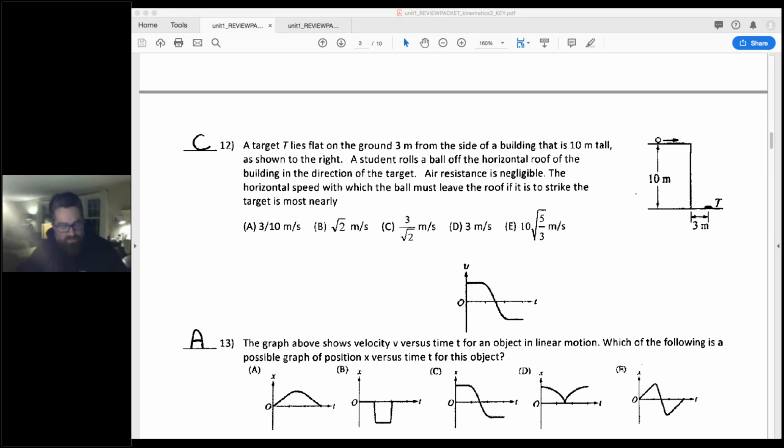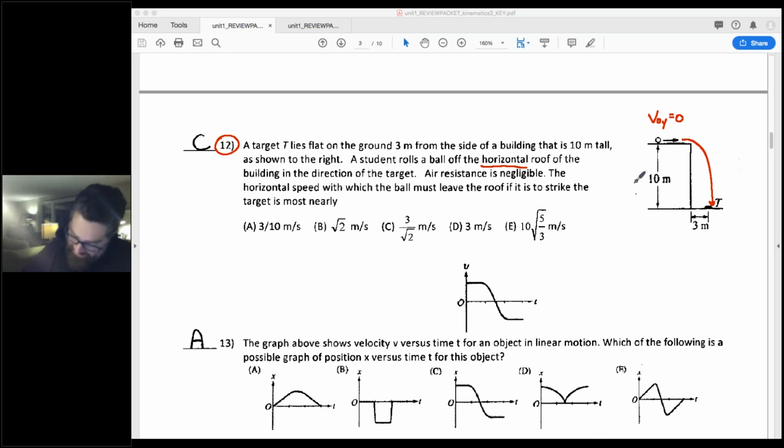Okay, so in problem number 12 here, it says that a target lies around, and we have a 10-meter high building and a student rolls a ball off the roof. This word horizontal is important. The fact that it's horizontal tells us the initial y component of velocity is 0. We're expecting the trajectory to look something like this, where the initial y component is 0 and the x component is known.